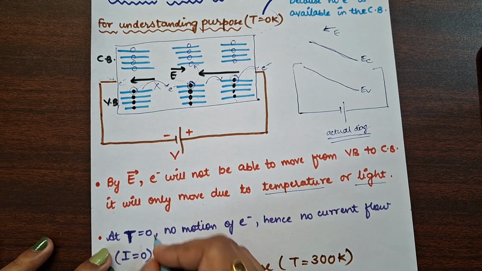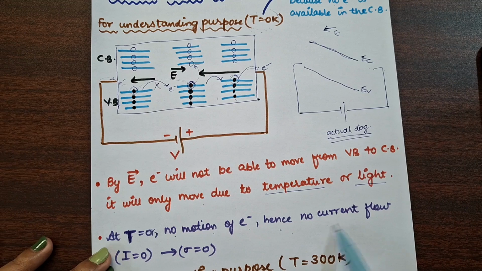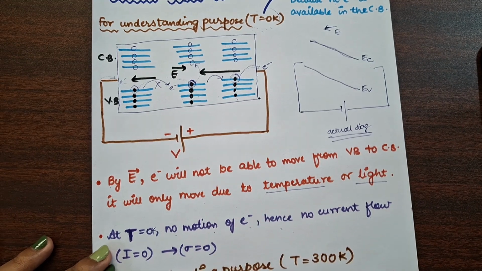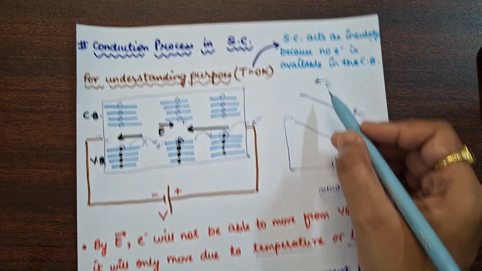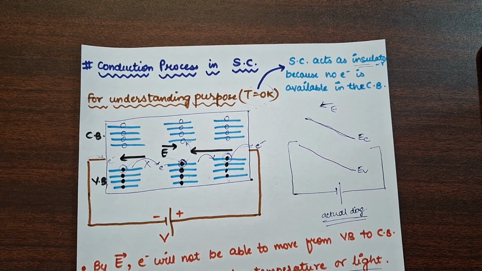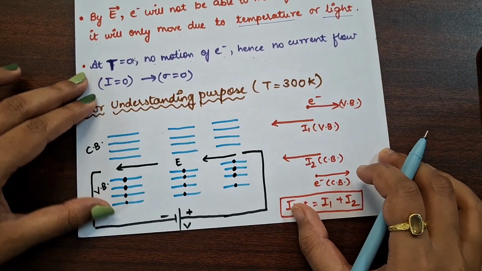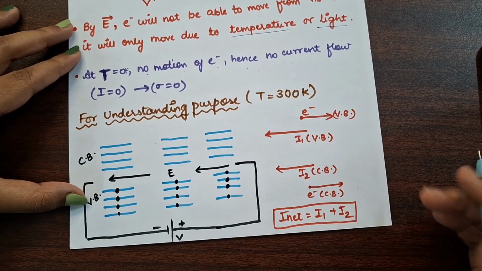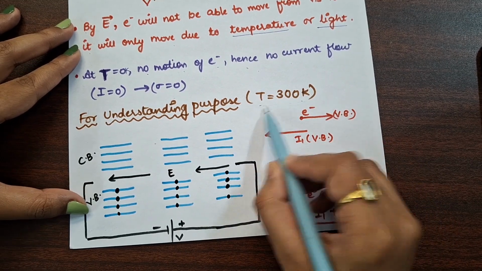Okay, so at 0 Kelvin temperature, there is no motion of electrons, and hence no current will flow, and the conductivity will be 0. So this will act as an insulator. That is why we say that in an insulator there is no flow of current, or there will be no conduction happening. Now let us understand the case of 300 Kelvin, or you can say the normal temperature.